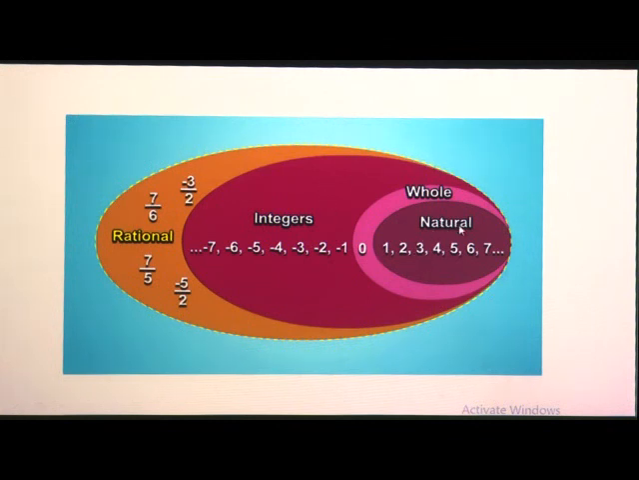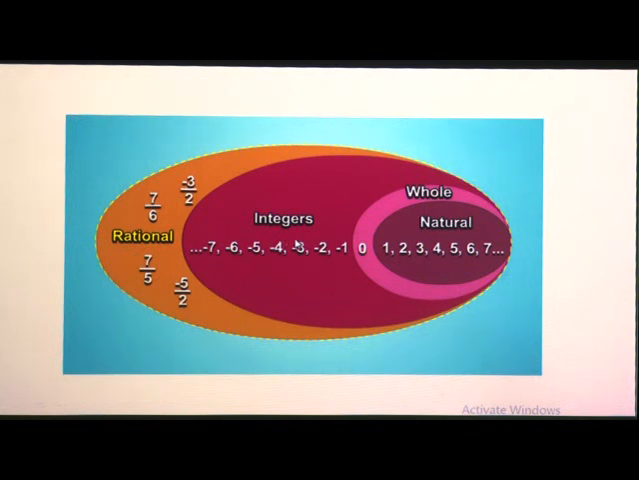It is a natural number, that is 1, 2, 3, 4, 5, 6, 7. Whole numbers include the natural numbers along with 0. These are known as whole numbers. Then the integers, which are positive integers as well as negative integers, that is -1, -2, -3, -4, -5, -6, -7 and so on.